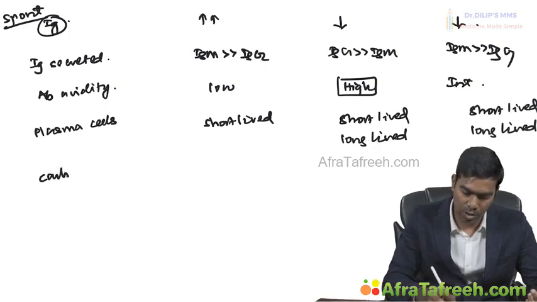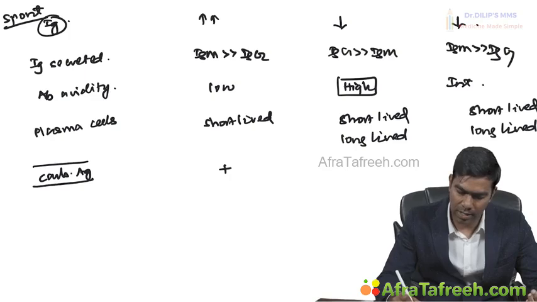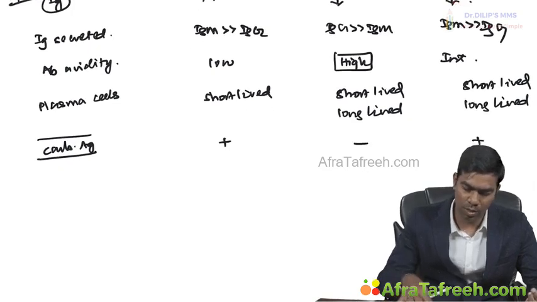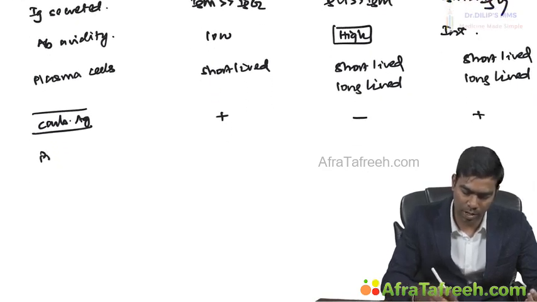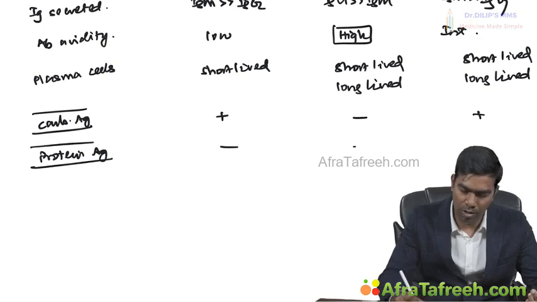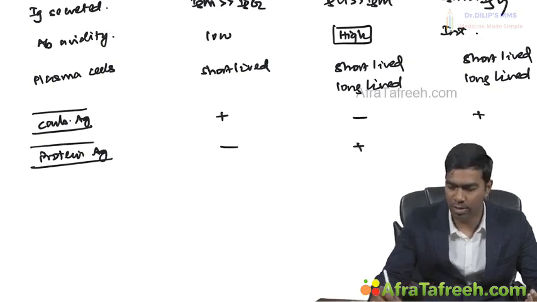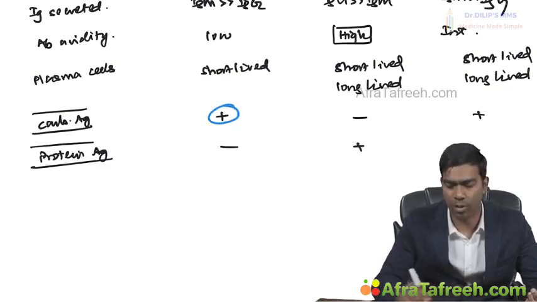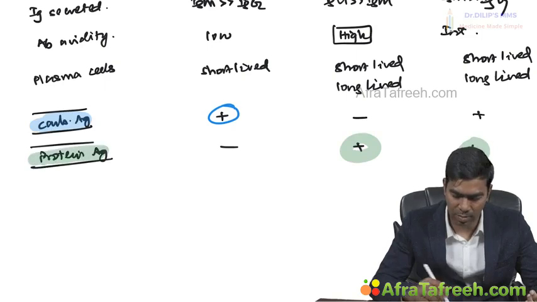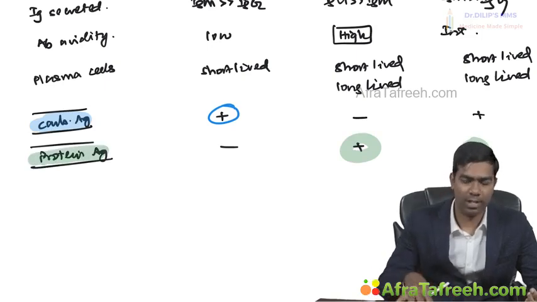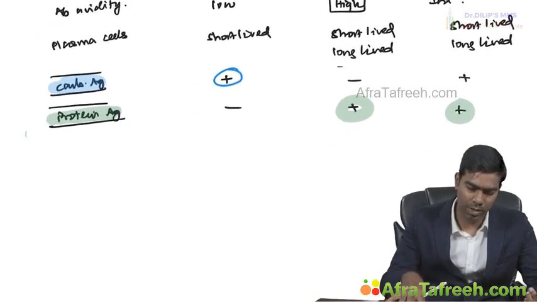And whether they respond to carbohydrate antigens or not: B1 cells do respond to carbohydrate antigens, and B2 follicular cells don't usually. Whether they respond to protein antigens: B1 cells very poorly, but B2 cells yes, they respond to protein antigens. Remember, I told you B1 cells are a form of innate immunity, which is why they respond more to carbohydrate antigens. B2 cells are adaptive immunity, which is why they respond more to protein-based antigens. It's as simple as that.